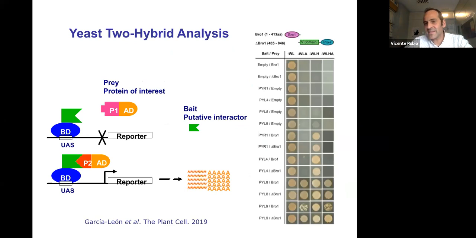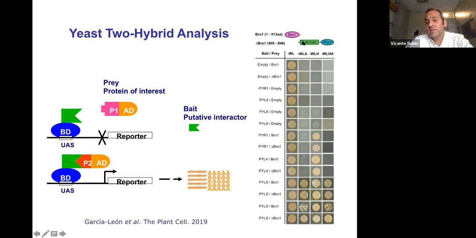So, as I said, you can confirm these interactions by yeast two-hybrid, to check whether there is a direct interaction of your protein with any of the components in that protein complex identified. And this is an example from our lab in which we use different truncated versions of our protein of interest to see which domains interact with those potential interactors.